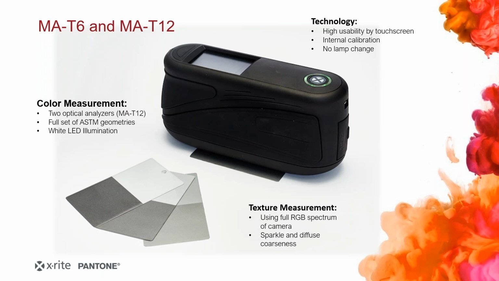It's highly usable and the first multi-angle instrument that we have that can be operated by a touch screen. Within the texture measurement, there's a beam splitter at the 15-degree pickup that sends the data to an RGB HDR camera to characterize everything that is required for the texture measurement, so for sparkle and diffuse coarseness.